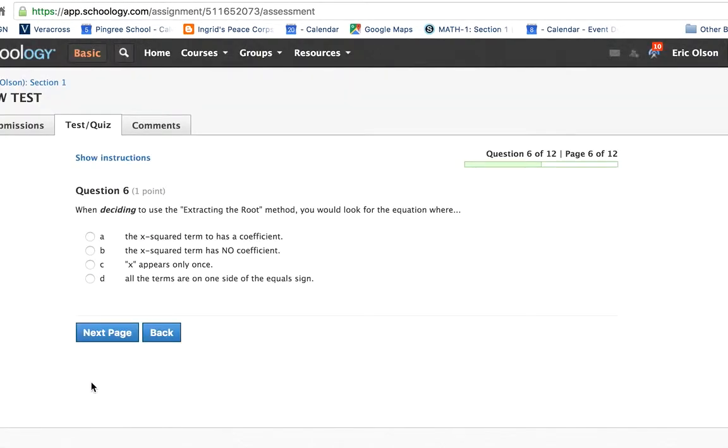Question 6. When deciding to use extracting the root method, you would look for the equation where the x squared term has no coefficient. Has a coefficient. That will make it harder, so that's not so good. The x squared term has no coefficient. That might make it easier. But the key thing is the x can appear only once, and it's in a parentheses that's being squared.